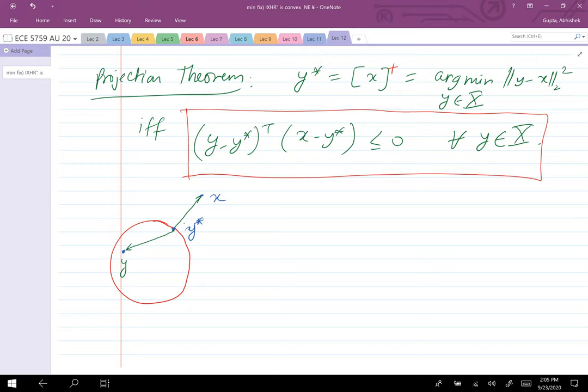And why? The angle between them is more than 90 degrees, so negative. Right. So the angle between them is more than 90 degrees, so this angle is greater than 90 degrees. So the inner product has to be negative.